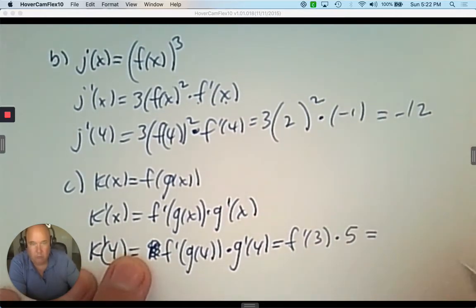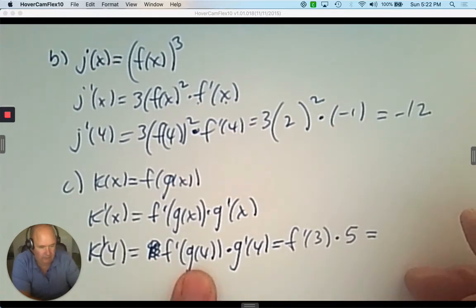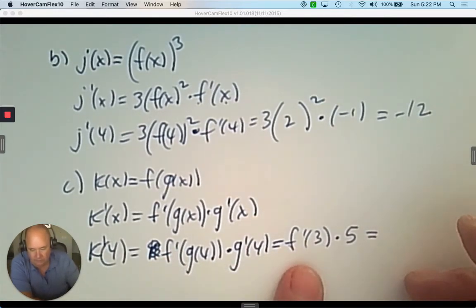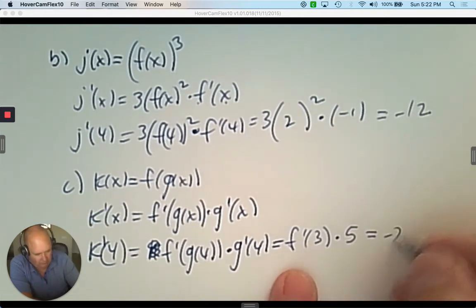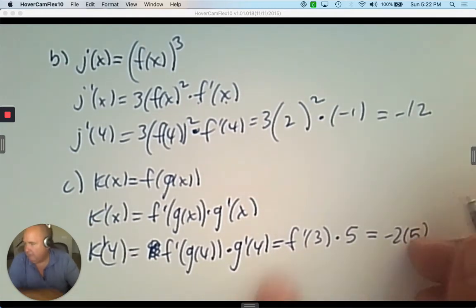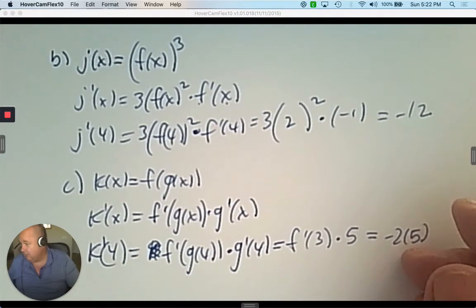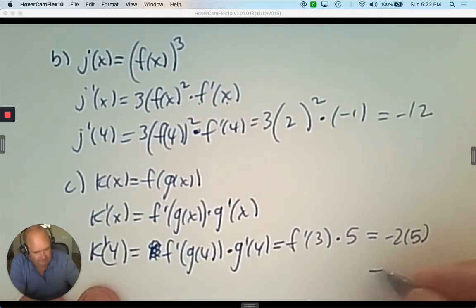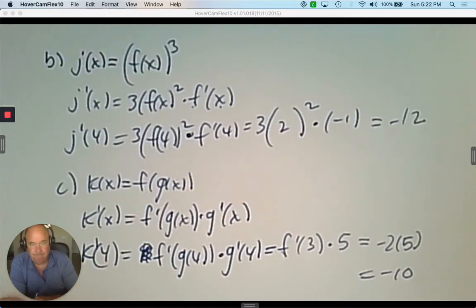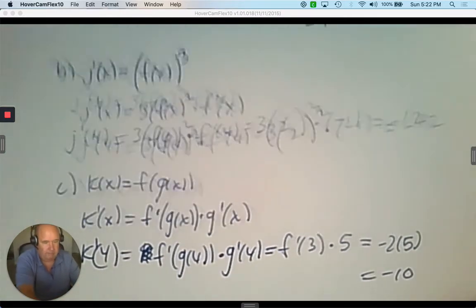And then you have to do it one more time. So you found the inside part is 3, but now you need to take the derivative at 3. So f prime at 3 is -2. So it's -2 times 5, and I get -10. Just to make sure that I did it right. I don't even see it on my answer here, but I believe it's right. And you got it. All right, number 13.